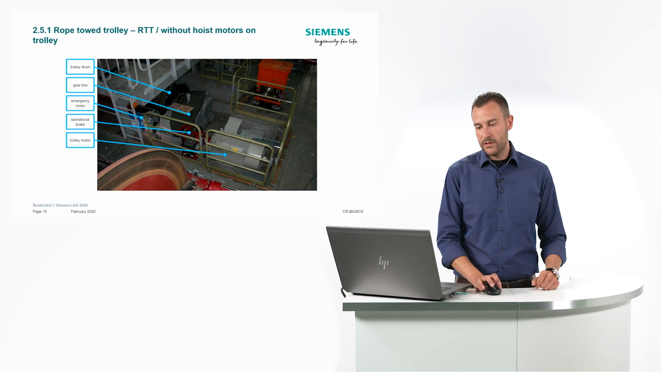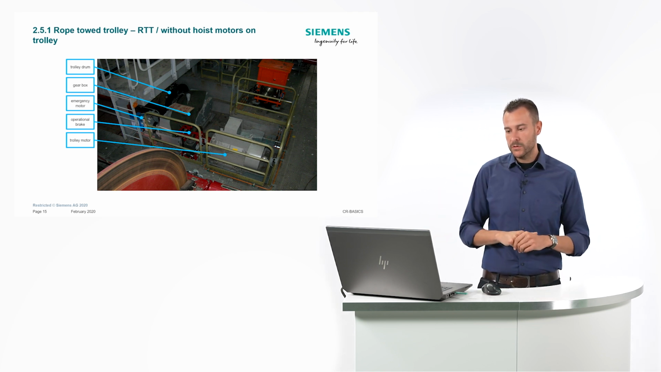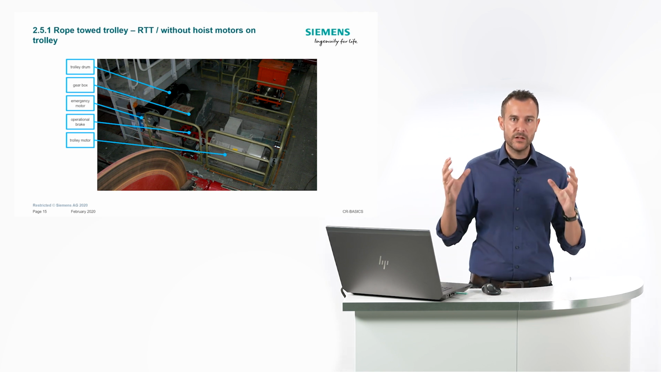And it's all deep down in the machinery house. Also from a balancing point of view and a weight of view, you have not all these equipment on the trolley.